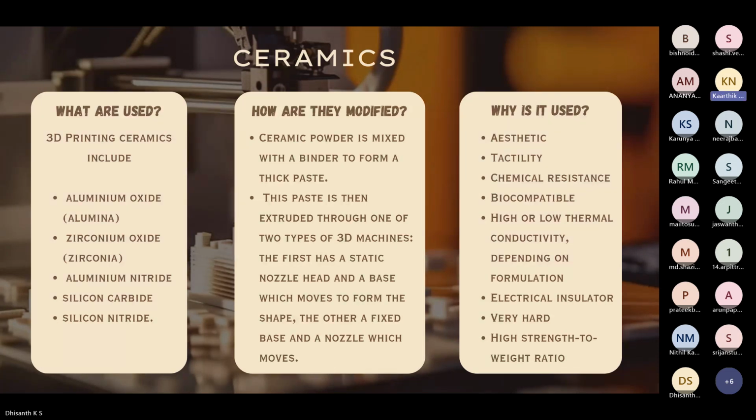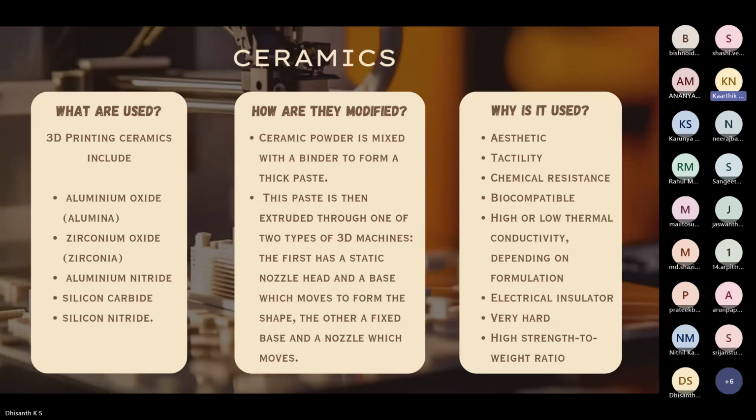This paste is then extruded through one of two types of 3D machines. The first 3D machine has a nozzle in a static position and the base moves to form a 3D model. And in the other type of 3D machine, we have the nozzle moving, but the base is fixed. The first one looks awkward because the base is moving but the nozzle is in a static position, which is not seen in any other 3D printer.